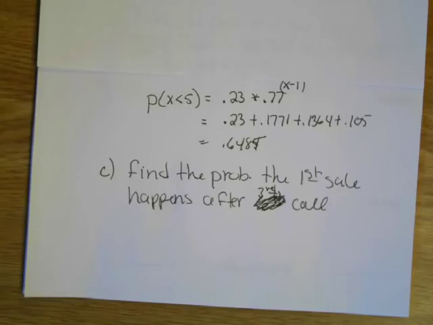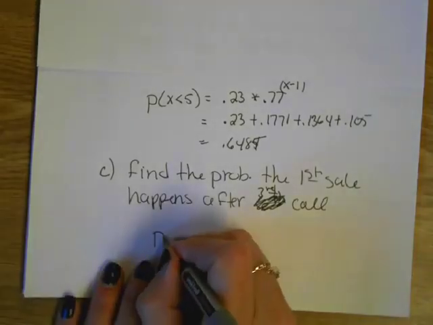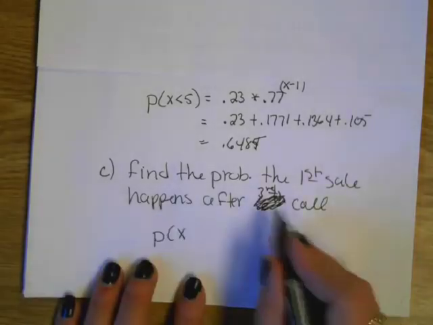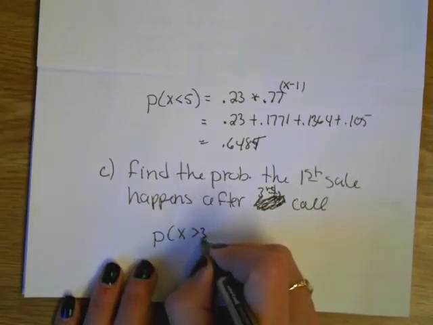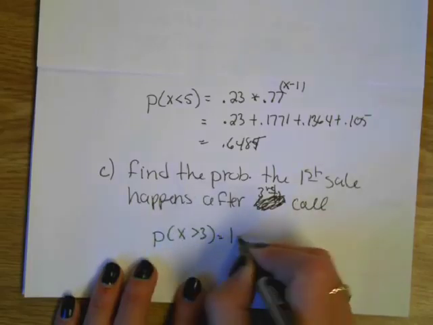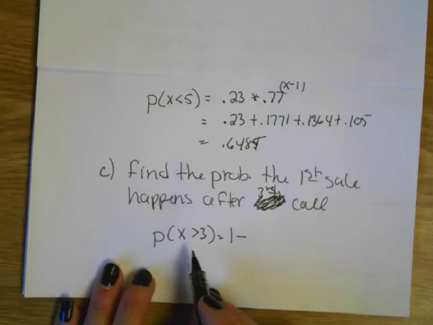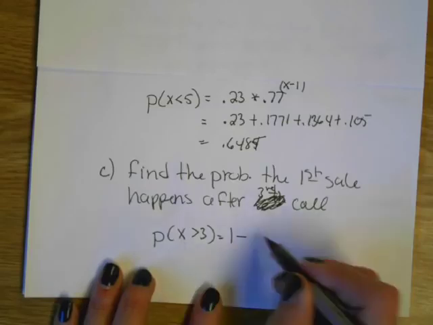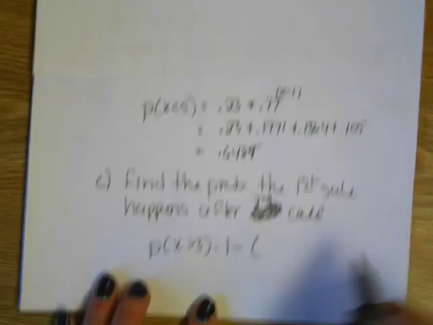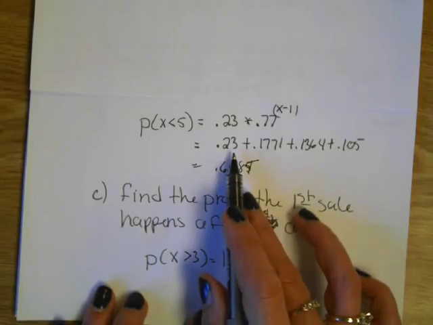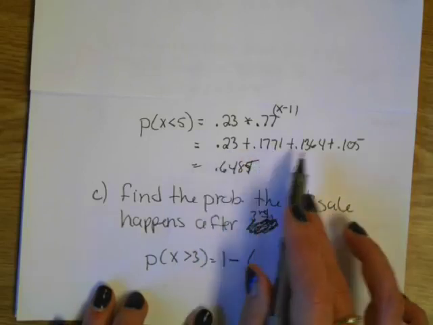How do we get this one? We only have one way to get it now. 1 minus. That it's after the 3rd call would be 1 minus, which ones? 1, 2, and 3. So I would need to see the 3 probabilities in here. We've already got them, because we got them right here. This was the 1, this was the 2, this was the 3.